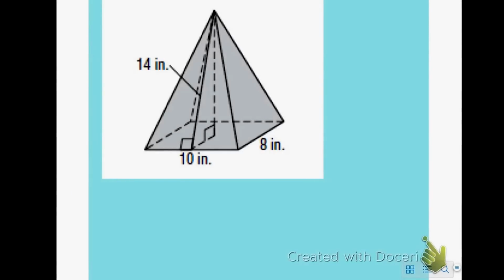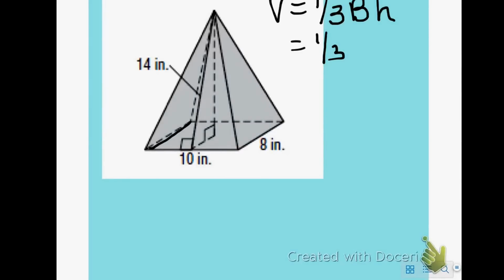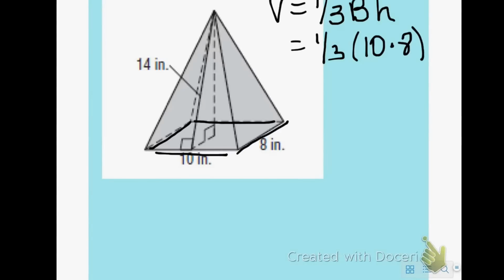This is a pyramid. Remember, the volume formula for a pyramid is 1/3 capital base times height. Alright, so that's going to give me 1/3. Now the base of this pyramid is a rectangle. So to find the area of the rectangle, I need to multiply length times width, which is 10 times 8. And then I need to also multiply the height. Now notice here, again, I do not have the height because the 14 is the slanted part of this pyramid.